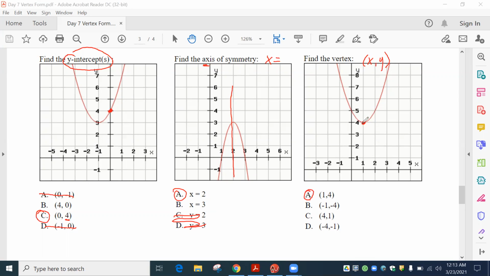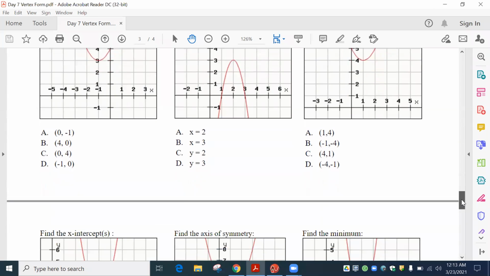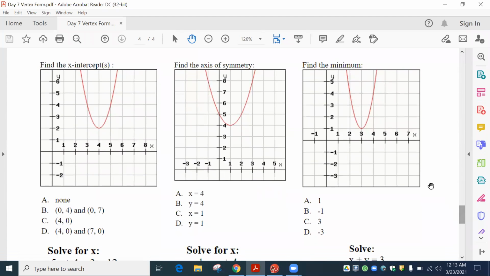I think a lot of kids on this one, because it's so close here, a lot of kids will end up choosing C, I think, because they'll see that 4 and everything in them will want to choose it. So be disciplined. Make sure you go to the x.